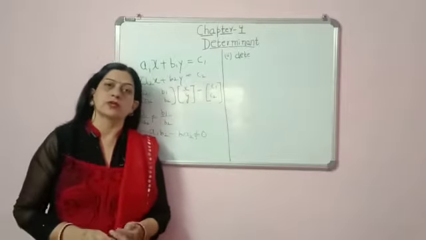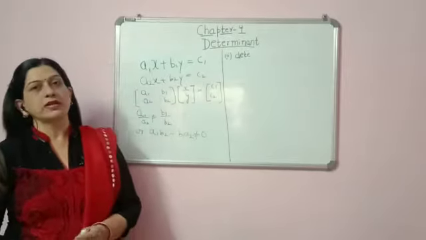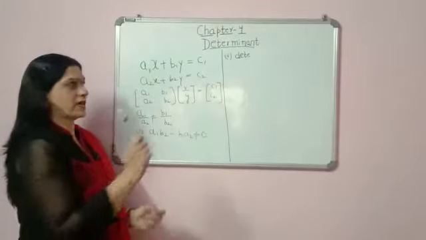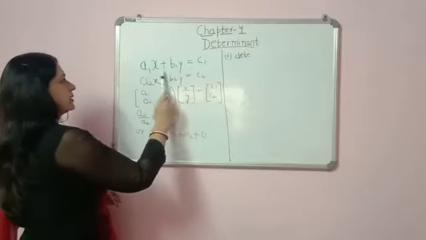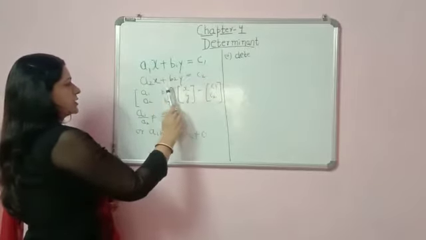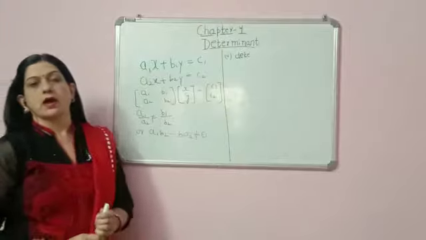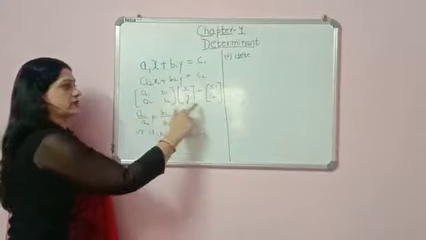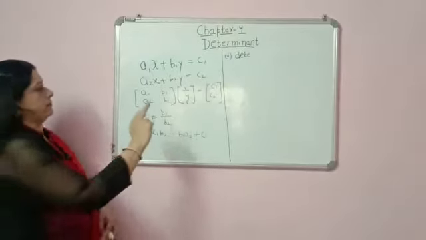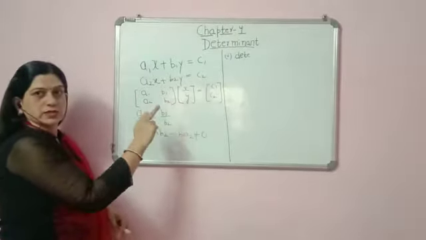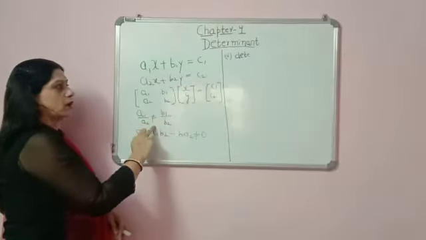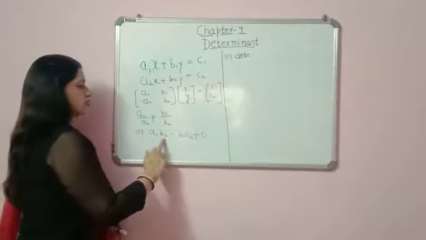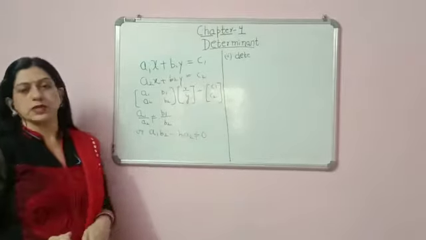Students, in the previous chapter you have already seen that a system of linear equations can be expressed in the form of a matrix. So if a1x plus b1y is equal to c1 and a2x plus b2y is equal to c2 are any two linear equations, then these two equations can be expressed in the form of a matrix like this. Now you can find the solution of these equations by using this form. These linear equations will have a unique solution if a1 b2 minus b1 a2 is not equal to 0.